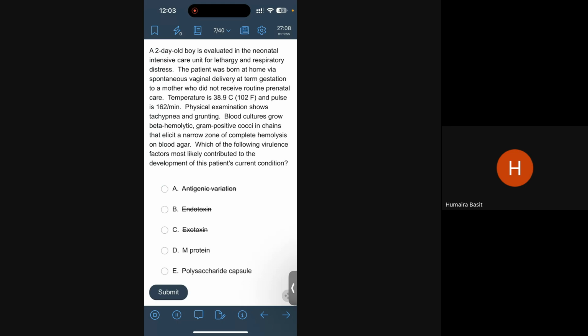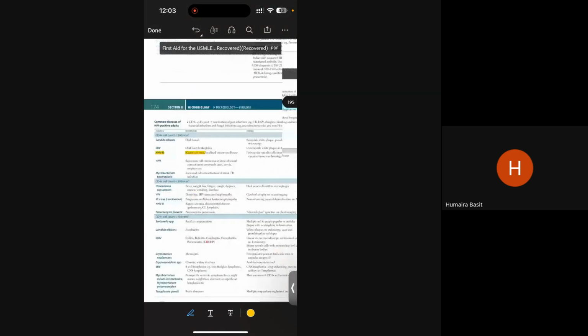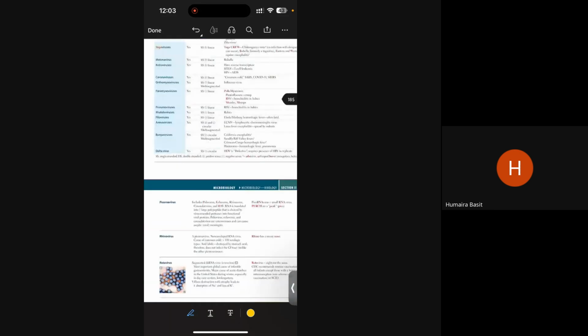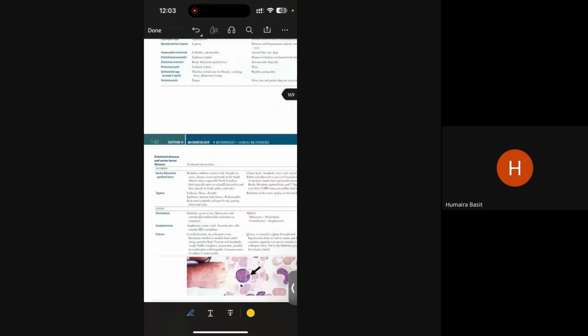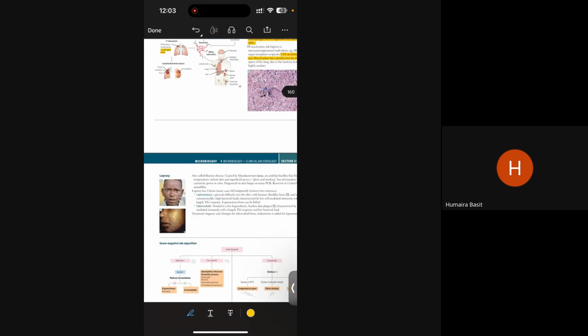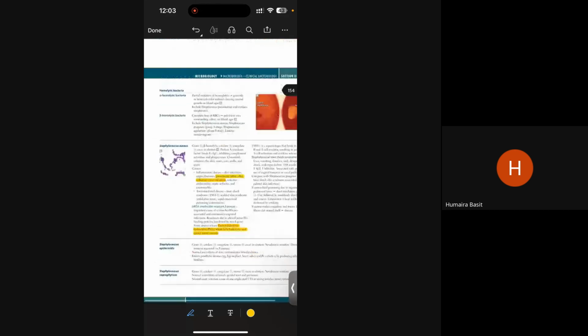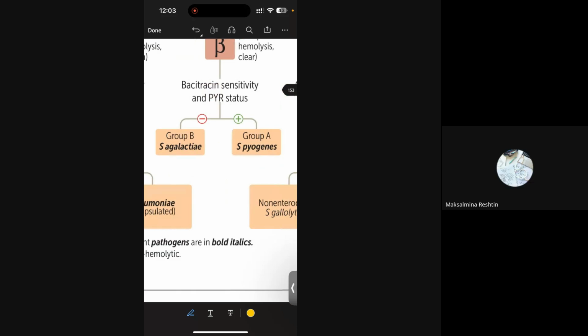The bacteria is beta hemolytic gram positive cocci in chains. First, let's see which bacteria are beta hemolytic gram positive cocci. It is a subtype of streptococcus, and it is beta hemolytic. Which streptococci are beta hemolytic? Group A strep and group B strep. We have only two options: it is either group A or group B.